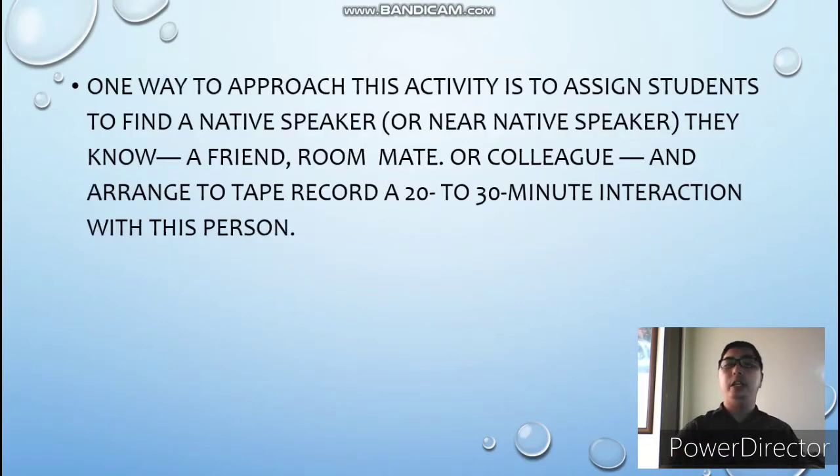One way to approach this activity is to assign students to find a native speaker. You ask the students to look for native speakers or near native speakers if there is no native speaker. So you look for near native speakers, speakers who are fluent in terms of using the English language, who could also do well. They know a friend, maybe a roommate or a colleague, and arrange to tape record a 20 to 30-minute interaction with this person. So they will record the conversation.